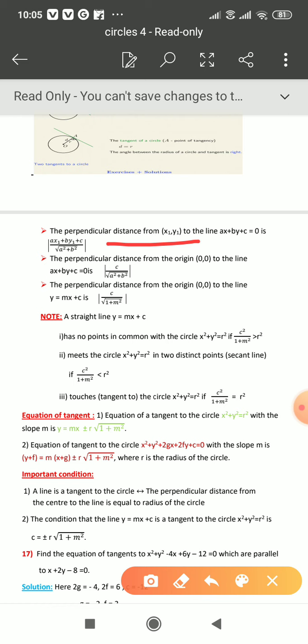Here the coefficient of x is m, so m square. The coefficient of y is nothing but 1, so 1 square. So modulus c by root of 1 plus m square is the distance from (0, 0) to the line y equals mx plus c. Okay, you remember this, the third point. That is, the perpendicular distance from the center, from the point (0, 0), that is the origin, to the line y equals mx plus c is nothing but modulus c by root of 1 plus m square.